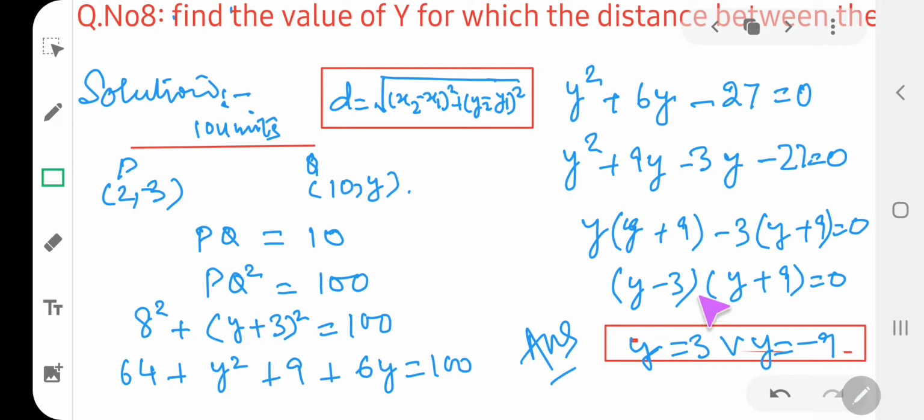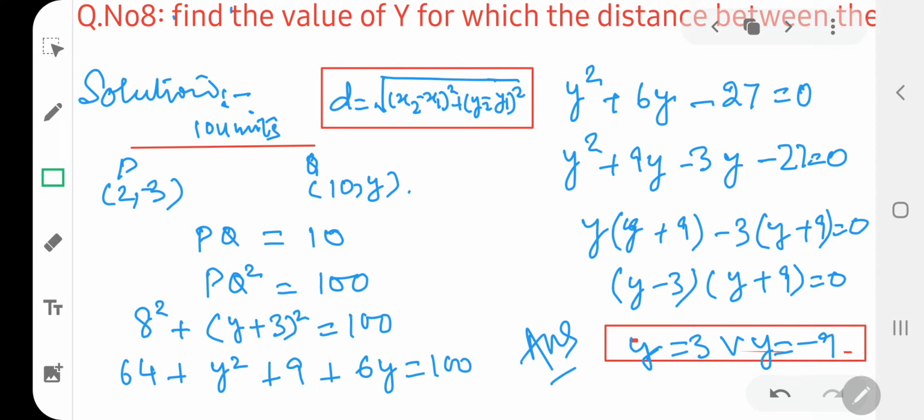Either y minus 3 is equal to 0, that will give you y is equal to 3, or y plus 9 is equal to 0, that will give you y is equal to minus 9. So there are two possible values of y for this particular question. y can be equal to 3 or y can be equal to minus 9.